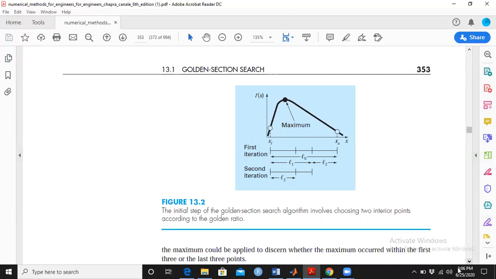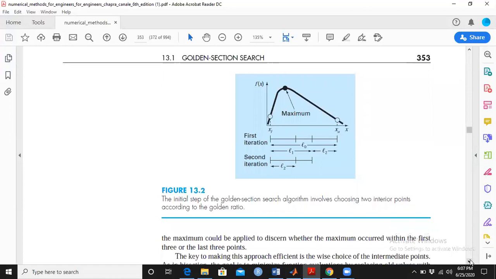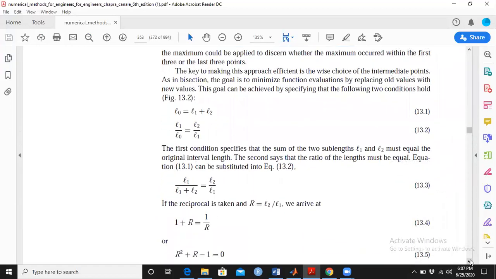For the first iteration, what will you do? You will first check the length of the interval, xu minus xl. Then how will you break it into 2 parts, L1 and L2? And how will you go to the next iteration? For this purpose, we will follow the following steps.